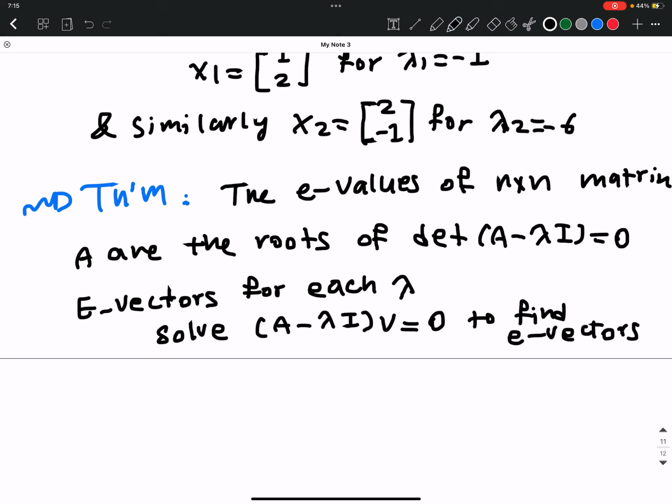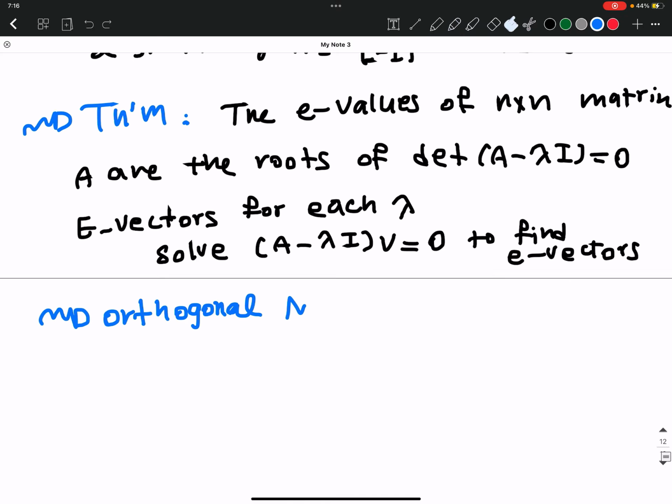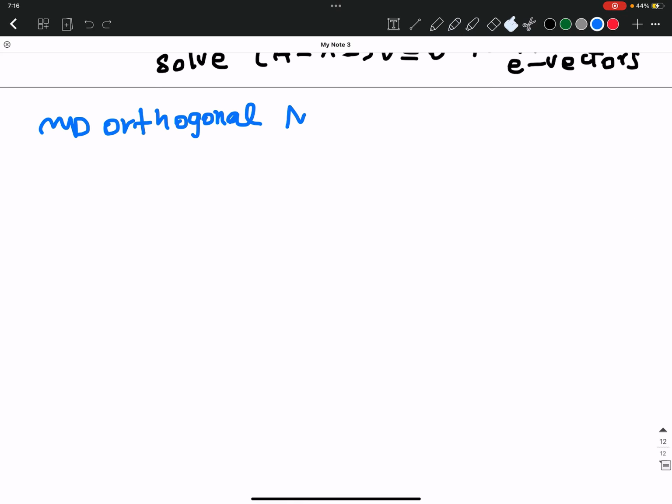And now I want to make another definition before we go to singular value decomposition. That's another important topic we have in this course. So the next definition I want to make is also an important definition, about orthogonality or orthogonal matrix. So what do we mean by that? So let me just put it here.